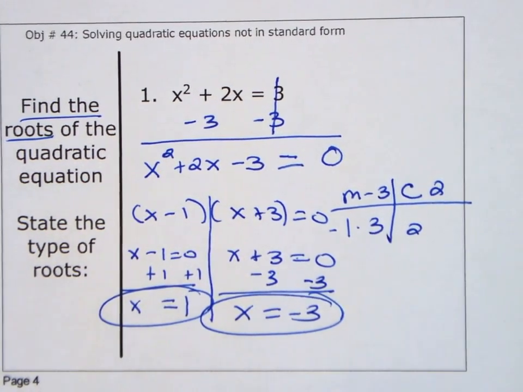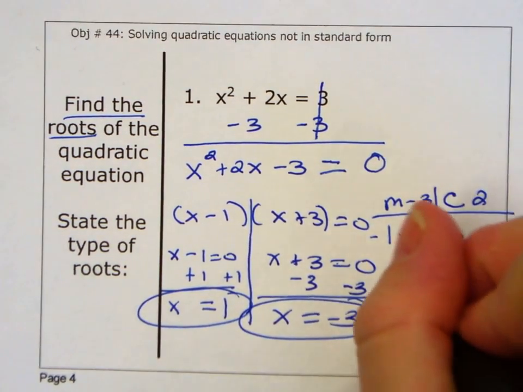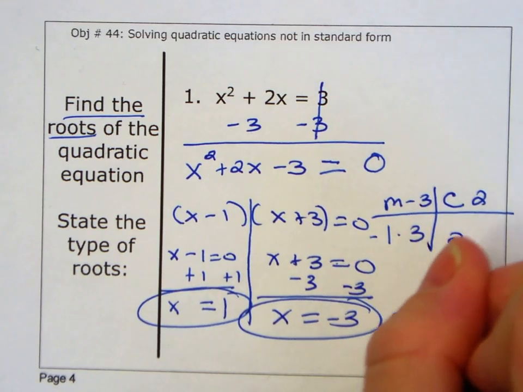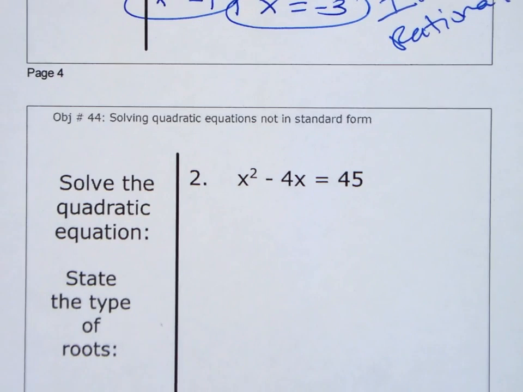Okay. All right, try this next one on your own. Number 2. Oh, wait. Sorry. State the type of roots. So what kind of numbers are 1 and negative 3? They are integers. They also are rational, though. You can say both because an integer is a rational number. All right, number 2. Try it on your own.